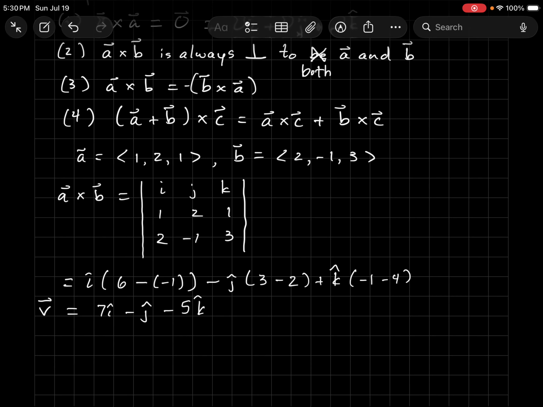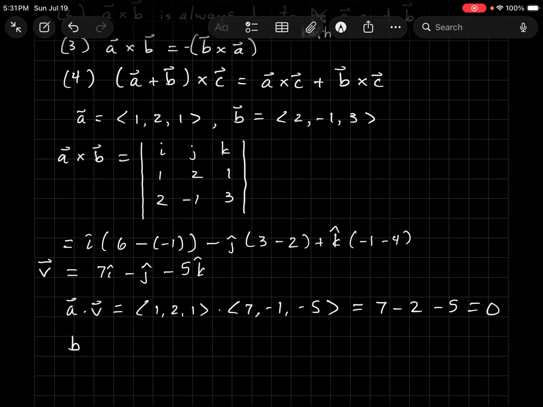Well, I would do the dot product. So let's do the dot product of A with V. And recall, if the dot product of two vectors is 0, then the two vectors are perpendicular. So if I do A dot V, I would do 1, 2, 1 dot 7, negative 1, negative 5. And we get 1 times 7 plus 2 times negative 1 plus 1 times negative 5, and that indeed does equal 0, which means A is perpendicular to V.